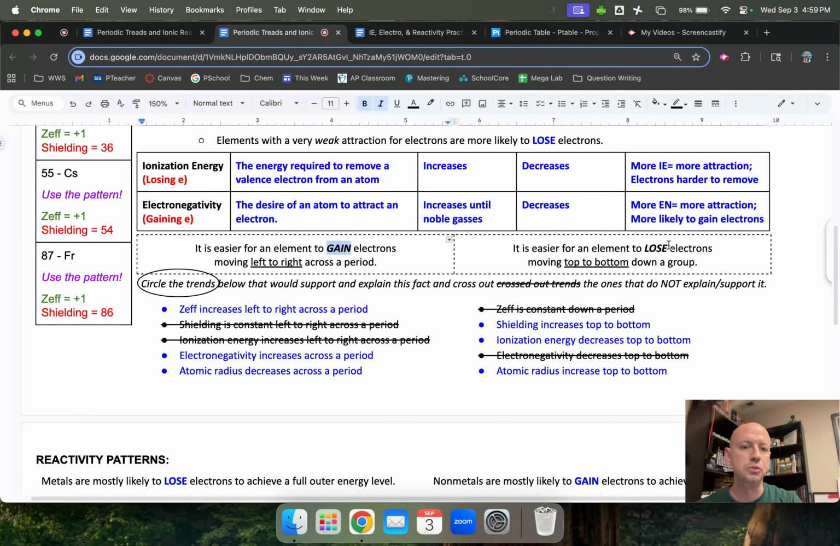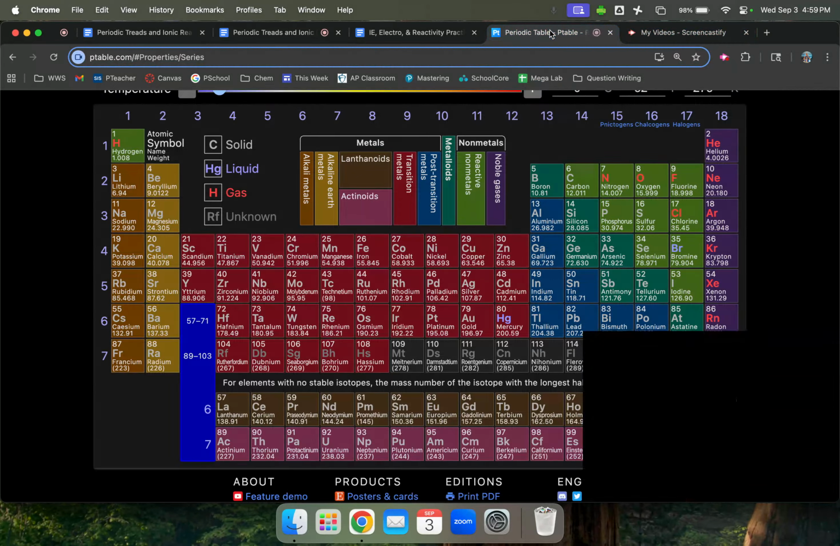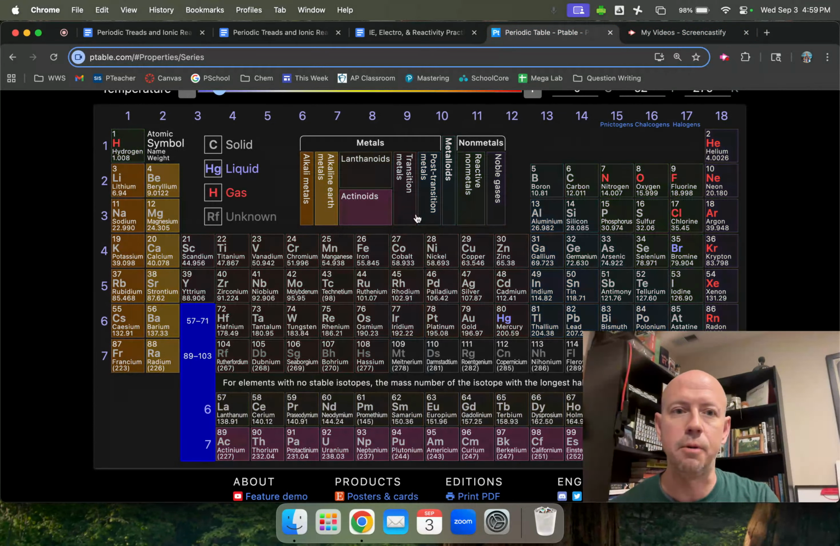The top to bottom losing, well, our Zeff is the same top to bottom. That doesn't explain it. The electronegativity actually is going down, so that's not explaining it. The reason it becomes easy is those extra energy levels. Those extra energy levels make the atom larger, and that larger atom connects right back to being easier to remove an electron.